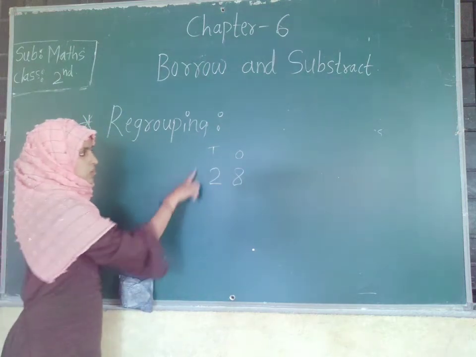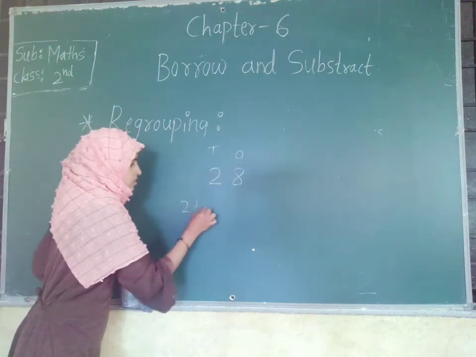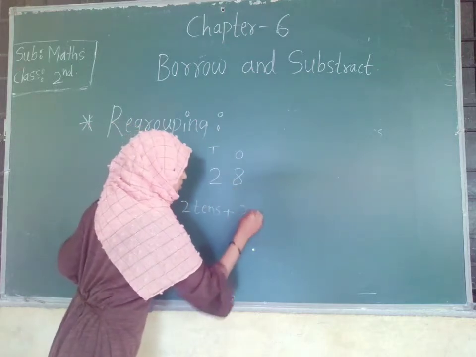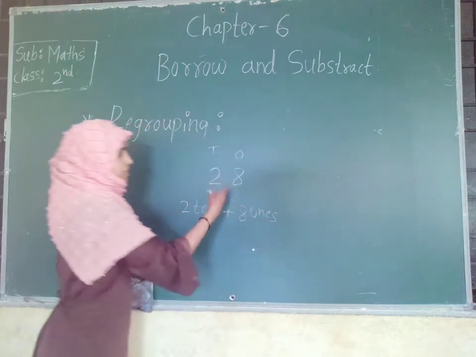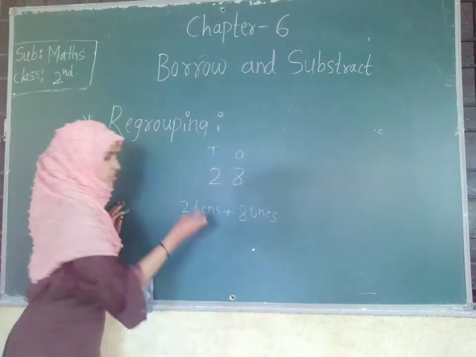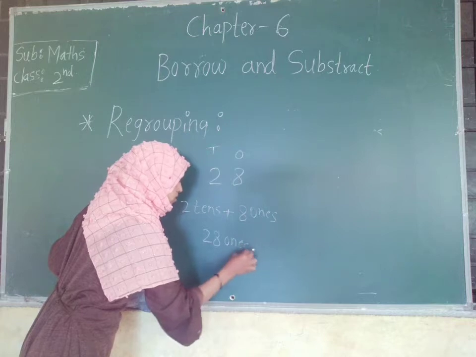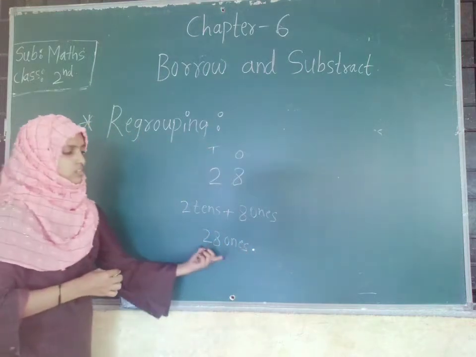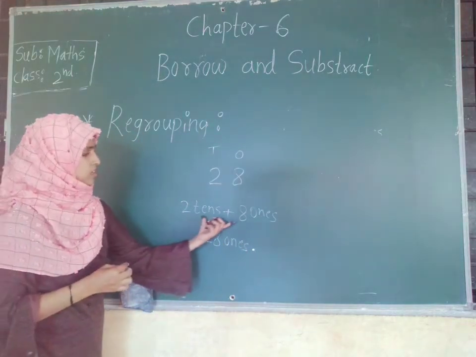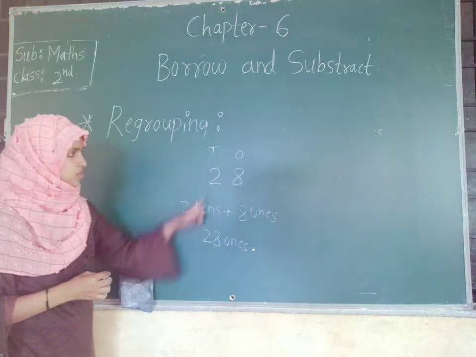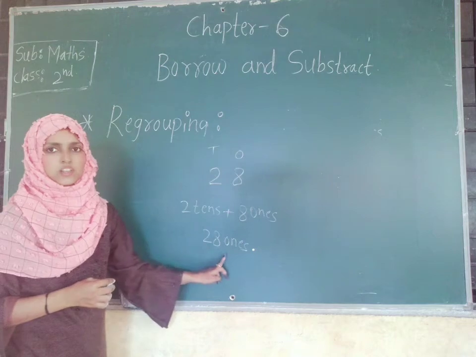So we can regroup this as 2 tens plus 8 ones. Otherwise we can say 28 ones. So this is the first one, this is the second one. So we can regroup this 28 as 2 tens plus 8 ones. Otherwise we can regroup this 28 as 28 ones.